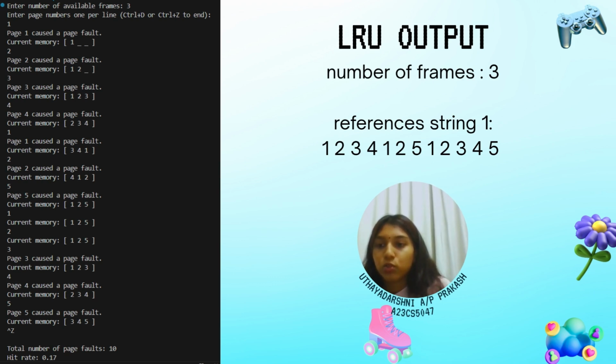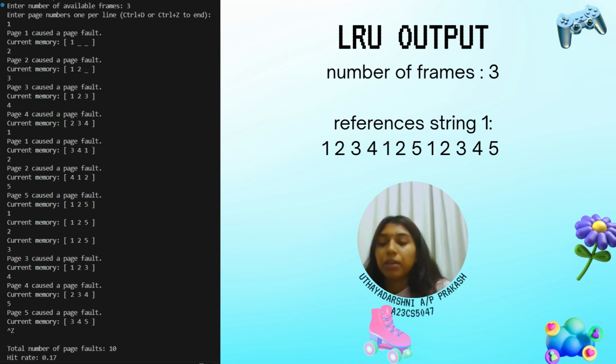Step 6, page 2 is not in the memory and the memory is full, so we remove the oldest used page, which is page 3, so now it becomes 4, 1, 2. Step 7, page 5 is not in the memory, the memory is full again. So the oldest used page is page 4, so the memory becomes 1, 2, and 5.